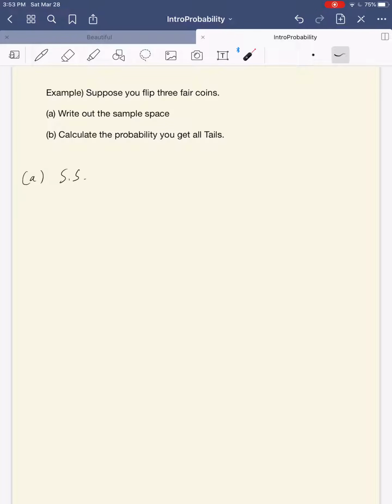Since there are 3 fair coins here, there's going to be 8 different possibilities. Let's see what they look like. If we were to write these out, they could be heads, heads, heads. Then, of course, you could also have heads, heads, tails. Then heads, tails, heads. Heads, tails, tails. Then tails, heads, heads. Tails, heads, tails. Tails, tails, heads. Or tails, tails, tails.